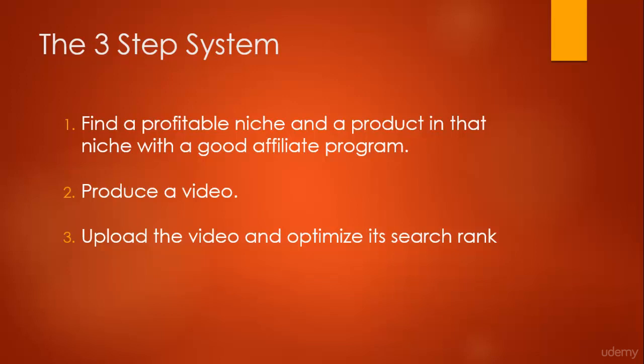So that's pretty much all that you really have to do for this system. We're going to find a good niche, a good product. We're going to produce a video, then we're going to upload that video and optimize it in the search rank. Now, keep in mind that if you have your own product, obviously, you'll be promoting that. If you don't, and you want to just make money as an affiliate, then you can just find a profitable product in ClickBank, and we'll show you how to do that, or one of the other CPA networks, or even a physical product in Amazon. It's really up to you.